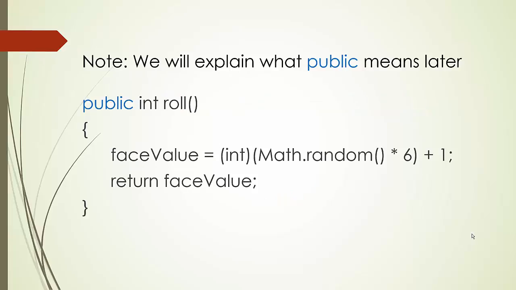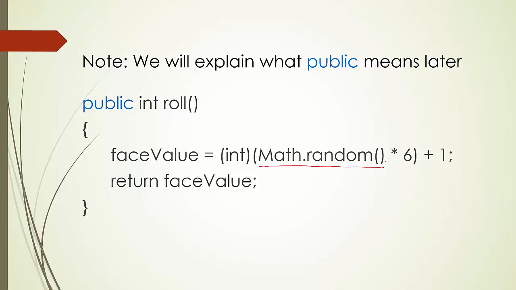You can see that there are two statements in the body of the method. The first statement assigns a random number from 1 to 6 to faceValue. We will explain further what the method Math.random does later. The second statement returns the current face value. We now have the state and behaviors of a die defined in Java.